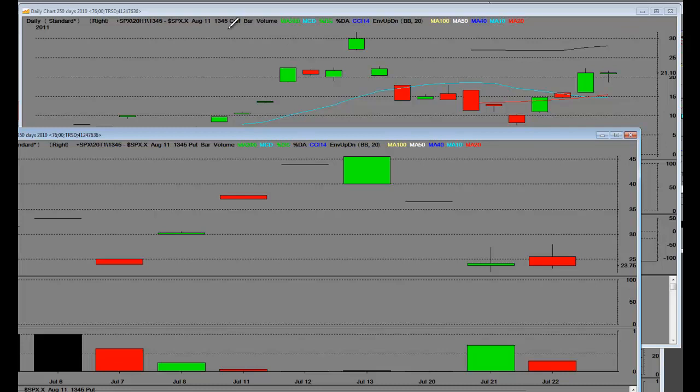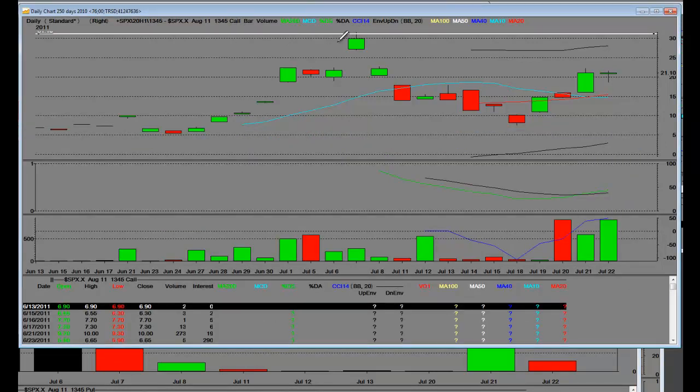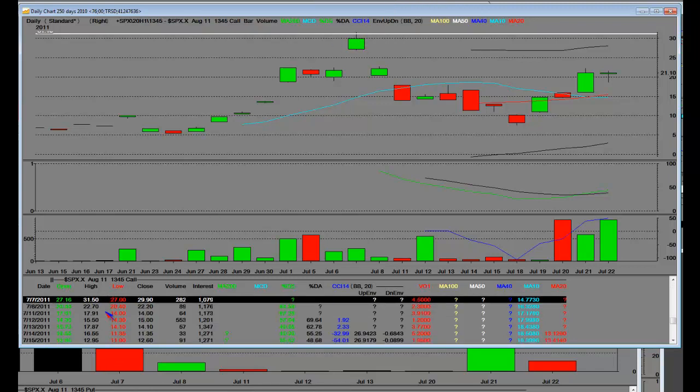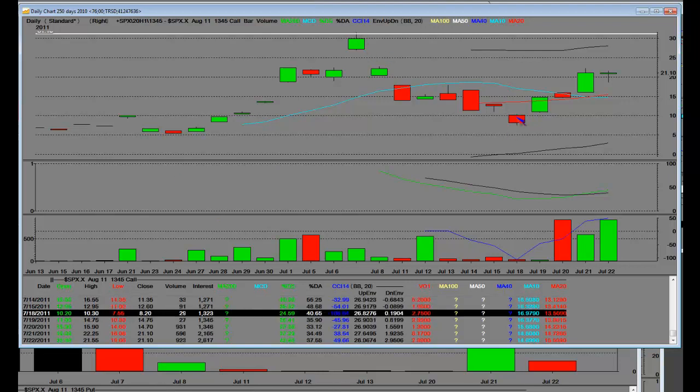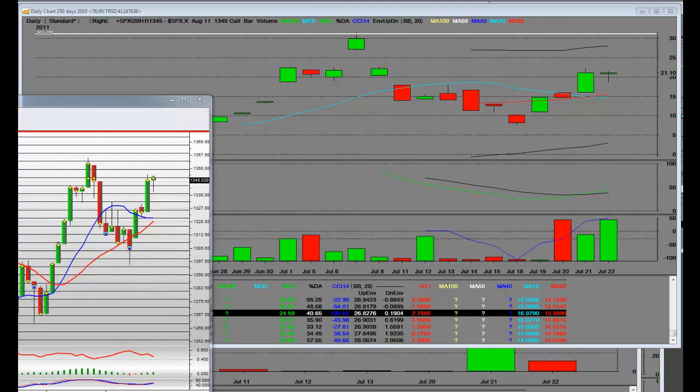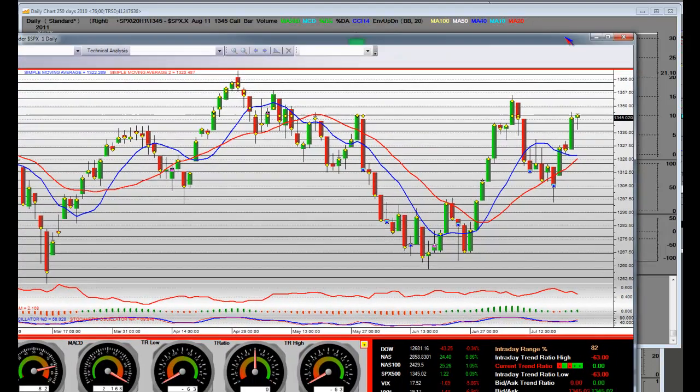That 1335 call, let us not forget that right here was a high right above $30. It was 31.50 on 7/7, and the low was 27. So my point is that we hit that low right over here at 7/15 on that S&P. That S&P on 7/18, I guarantee you, let's take a look at our chart and see what it says on that date. So that date there is 7/18. How about that?